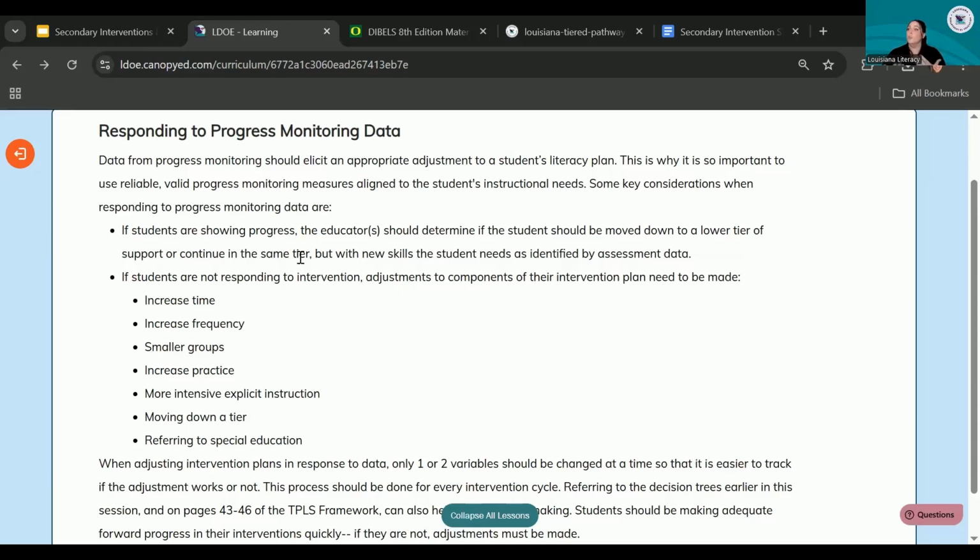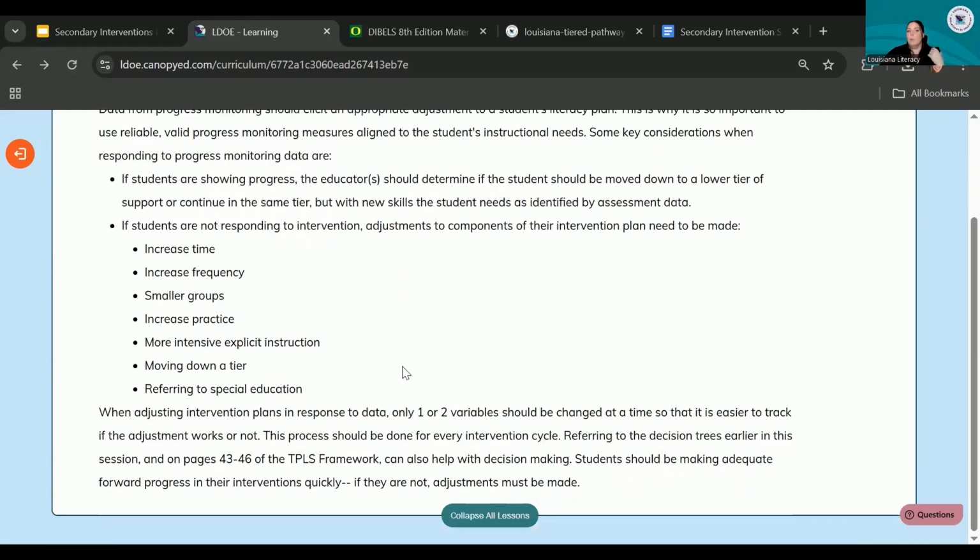And that's where we change 1 or 2 variables that we talked about earlier, like increased time, increased frequency, smaller groups, more intensive instruction, or potentially even moving them from tier 1 to tier 2 or tier 2 to tier 3 if the data shows that it's necessary. But you only want to change 1 or 2 variables at a time. That way it's easier to track if what you did as a result of the last progress monitoring data measure was actually effective or not.